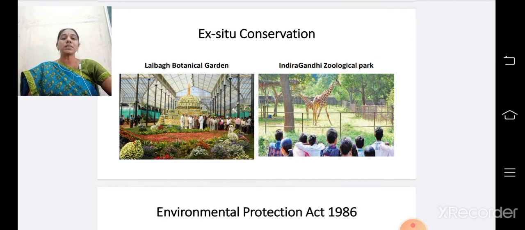Here you can see zoological parks. So many zoological parks are there. Indira Gandhi Zoological Park, Nehru Zoological Park. In zoological parks, animals get protected outside their natural habitats. DNA banks and gene banks are all different conservation methods for plants or animals.